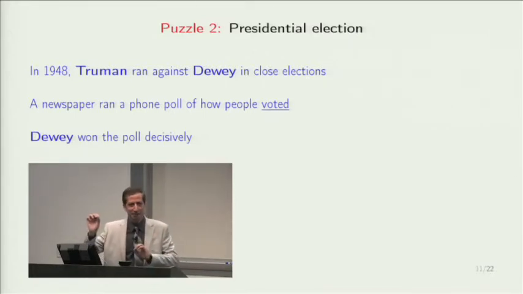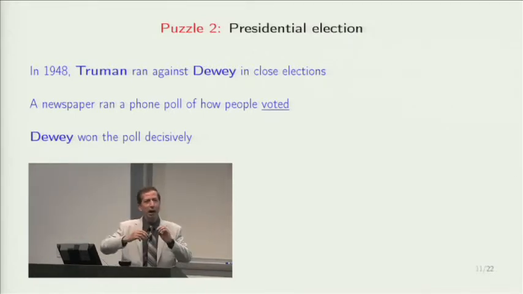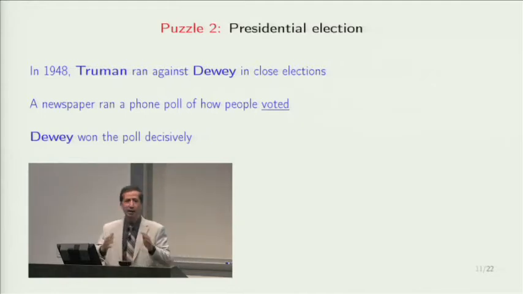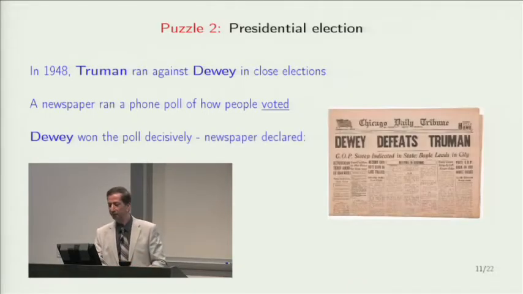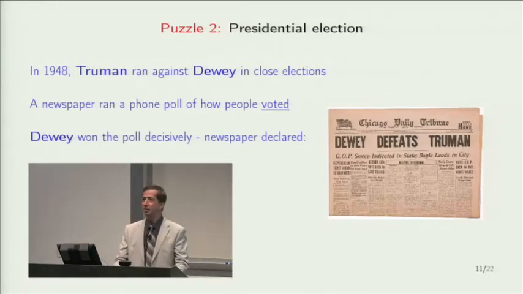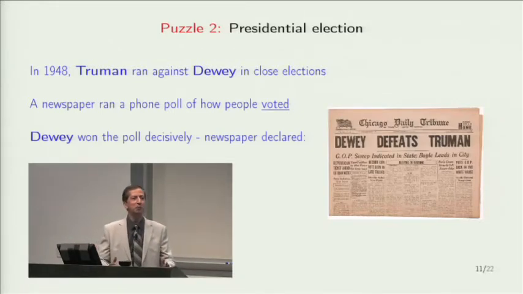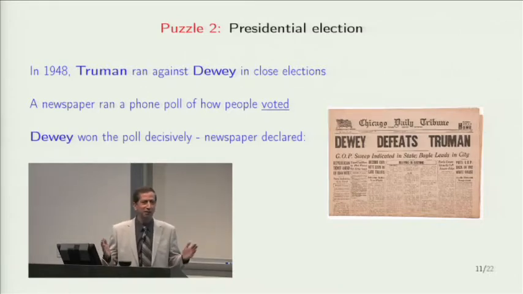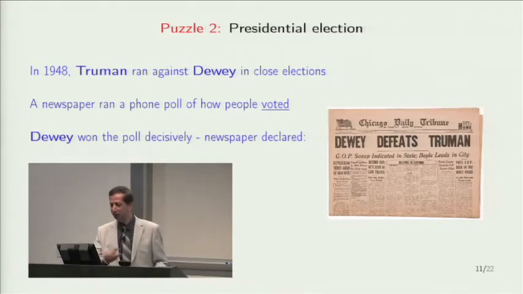Decisively doesn't mean he won by 60%. Decisively means that he won above the error bar. The probability that the opposite is true is diminishingly small. And the result was so obvious that they decided to be the first to break the news, and they printed their newspaper, declaring, okay? Great, so Dewey won. What happens when someone wins an election? They have a victory rally. So let's look at the victory rally.